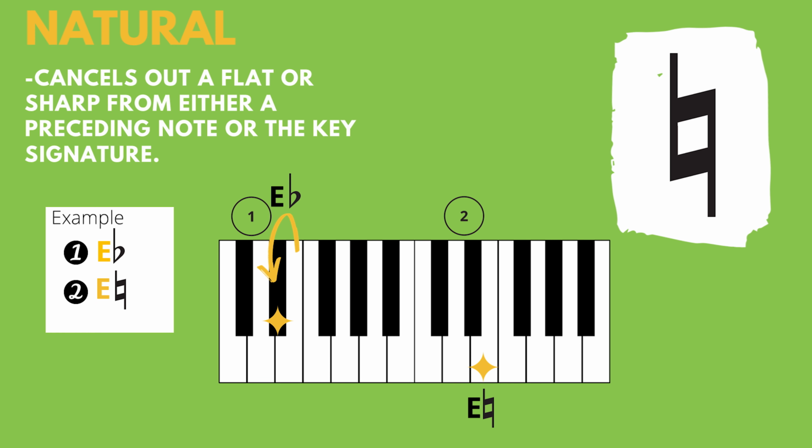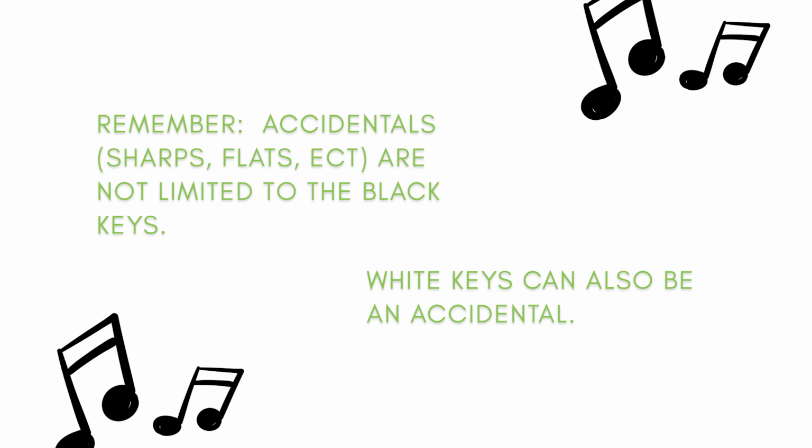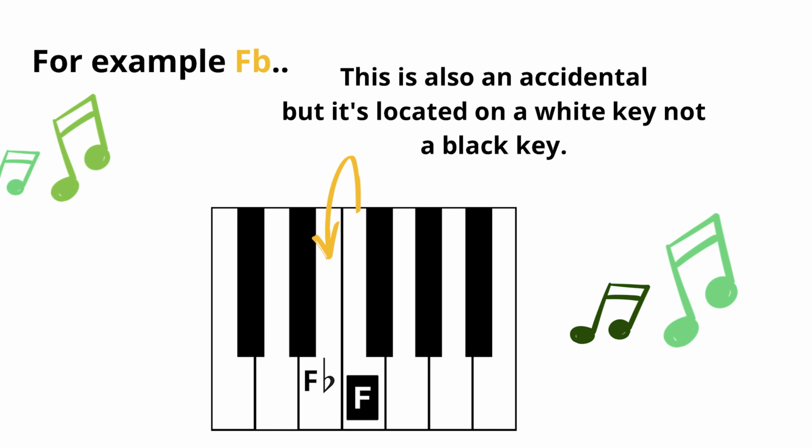Now the function of a natural sign is that it cancels out a flat or a sharp, or even the 2 less commonly used accidentals, from either a preceding note or even from our key signature. Now, it is important to note here that accidentals, or flats or sharps, etc., are not limited to black keys. White keys can be accidentals too. For example, F flat. It's an accidental, but located on a white key, not a black key.